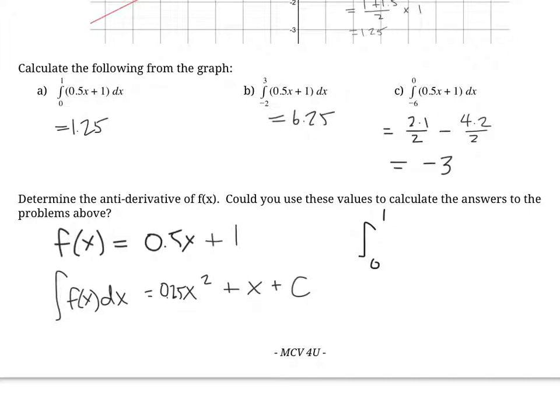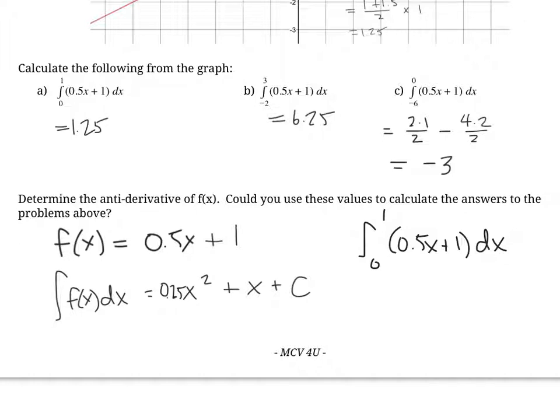The integral between 0 and 1 of 0.5x plus 1 dx. And we already know what the integral of that function is. We just need to do it between 0 and 1. So how do we do that?